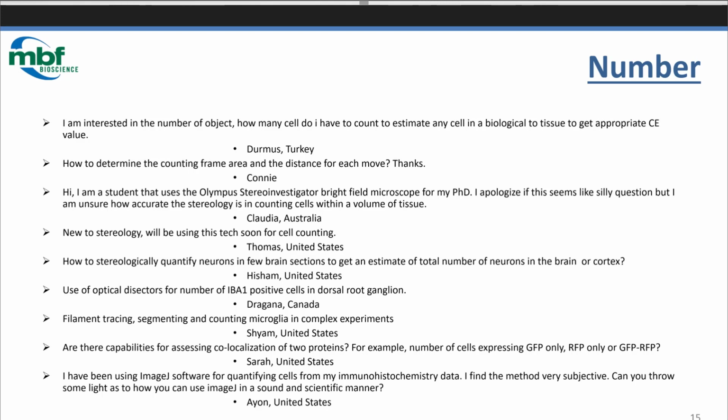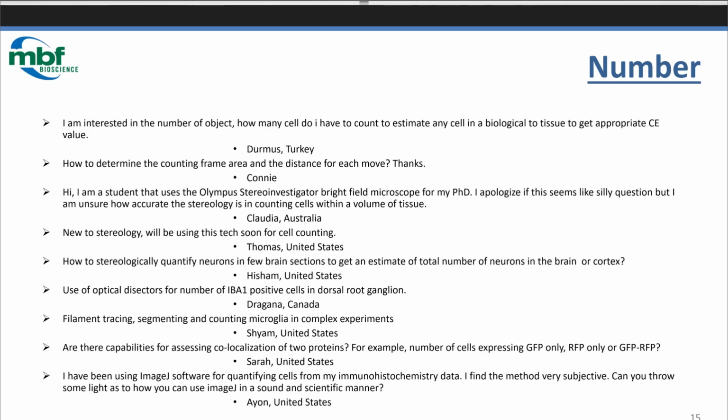Dumas from Turkey says, I'm interested in the number of objects. How many cells do I have to count to get a good estimate of how many cells are there in my biological tissue? They know about the CE. That's a coefficient of error. It's a formula that tries to gauge the variance of your sampling. That is one of the ways you're going to know if you've sampled enough.